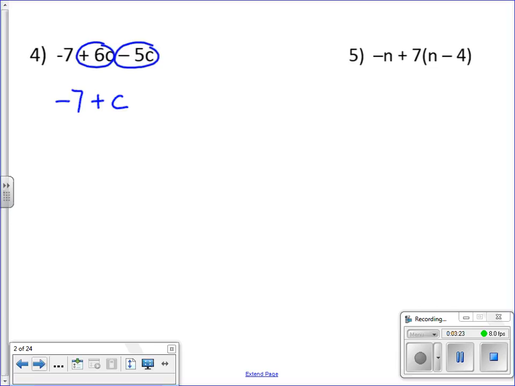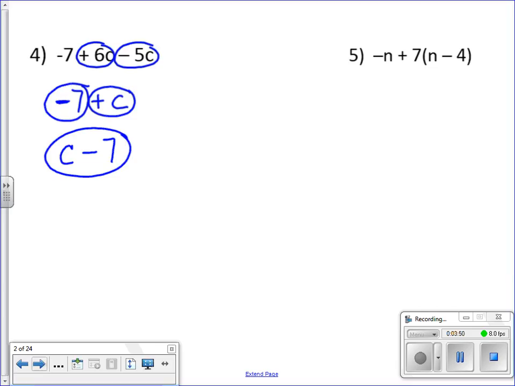In addition, though, I'm going to switch that around to put the c first, because again, the term with the variable should be first. So look at the integers we have. It's a positive c. It's a -7. So that's going to be c minus 7, because that negative sign right here becomes the minus sign in our answer. So this is my final answer. If you left it as -7 plus c, that's okay.